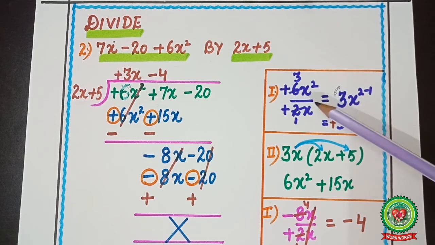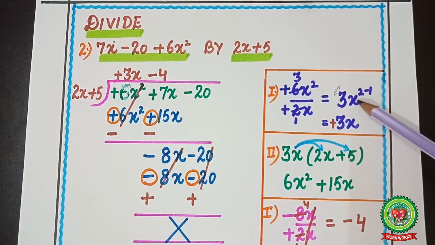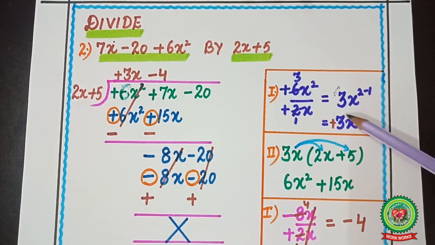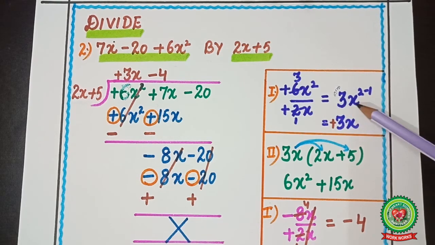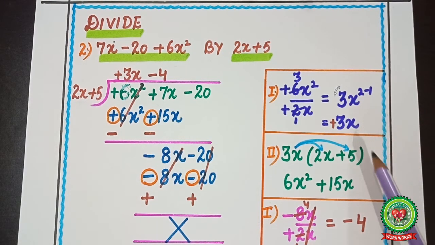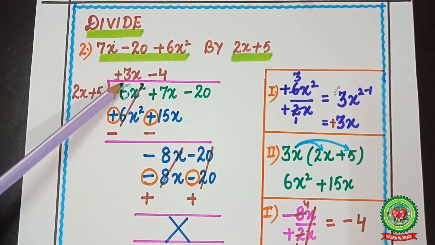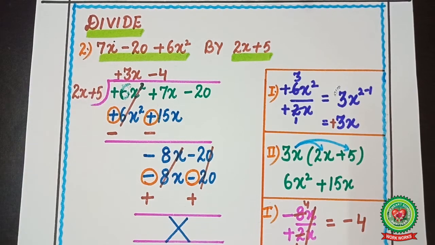And here x raised to power 2, x raised to power nothing, that means 1. So we have to subtract the powers because the bases are same and they are getting divided. So their powers will be subtracted. So 3 x raised to power 2 minus 1. Clear? So what will we get? We will get plus 3x as a quotient. So you have to write here plus 3x on the place of quotient. Alright. So next is the step number 2.